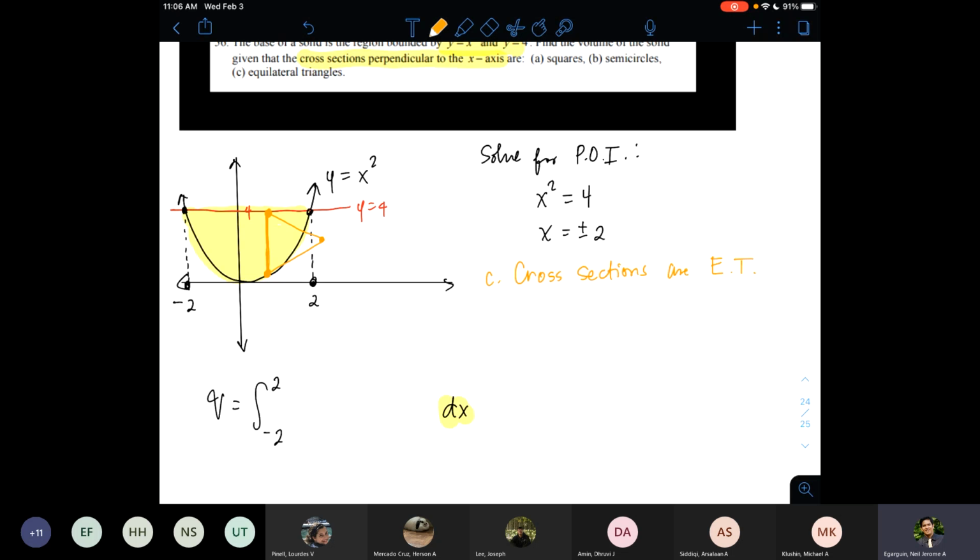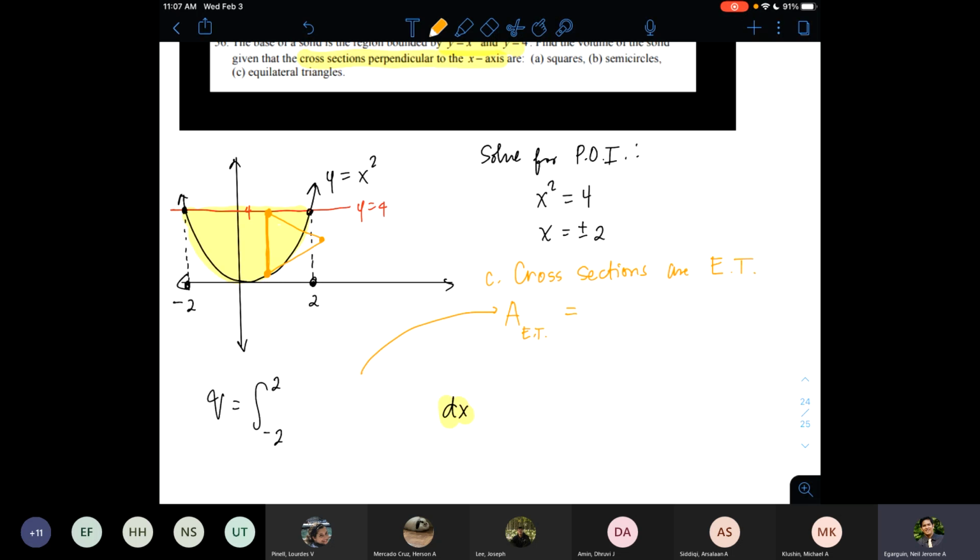All right. So that would be pointing out of your screens. So a bunch of those triangles, right? But remember, whenever you know the cross sections, the integrand will be the formula for the area of the cross sections. But the cross sections we have here are equilateral triangles. So we need a formula for the area of equilateral triangles.